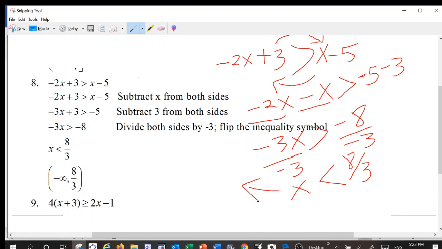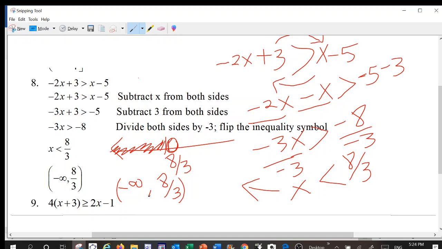answer? Well, put it on the number line. Here is 8 over 3. Now, do we want 8 over 3? No, 8 over 3 has to be an empty circle. And then we want all the numbers to the left of 8 over 3. So in interval notation, this would be parentheses. You put the endpoints here. The endpoint on the right is 8 over 3. The endpoint on the left is negative infinity. And then we put the comma. Okay? So that is the solution for number 8.